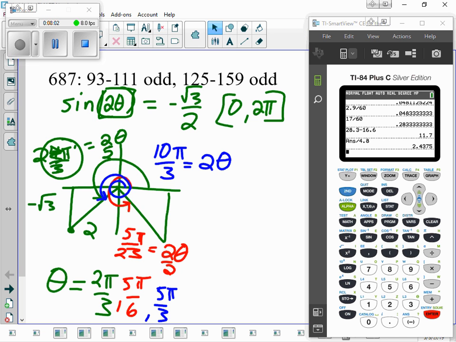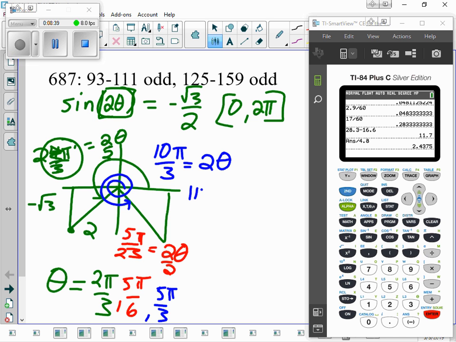So let's look again at a different angle. I'm going to count my thirds. 3/3, 6/3, 9/3. How far is it to there? It's not quite 12, right? 12 would be 2 full rotations. So if I didn't quite make it to 12/3, what did I make it to? 11/3.